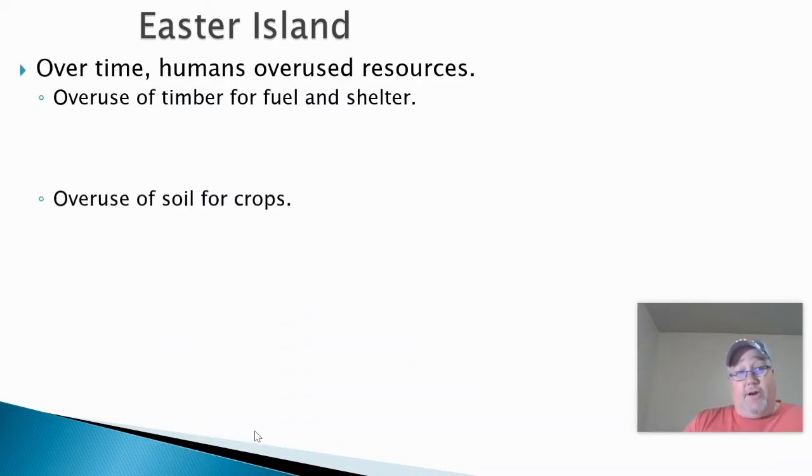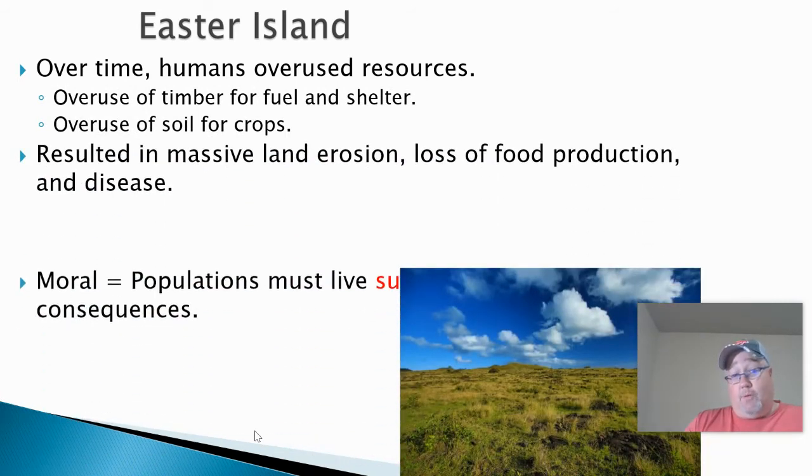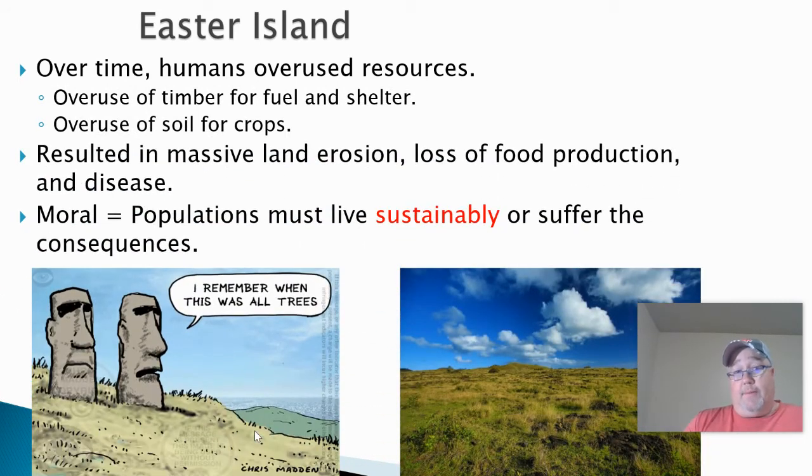But when the natives settled on the island, like most civilizations you would imagine, they started to use all of the natural resources. They overused, for example, wood. They cut down all their trees, using them not only as a fuel source, like firewood, but also for shelters and building huts.